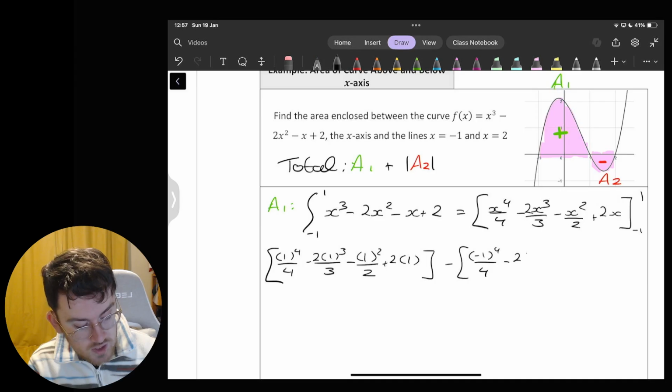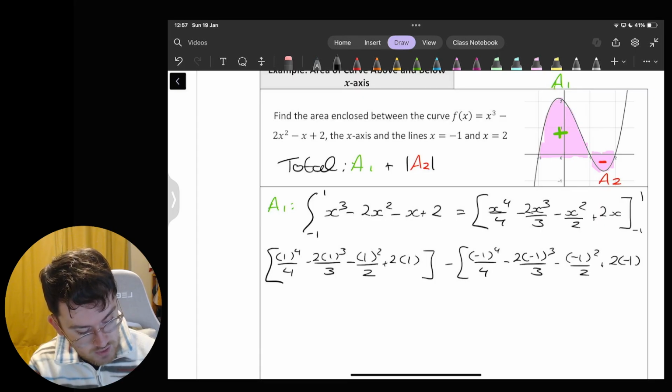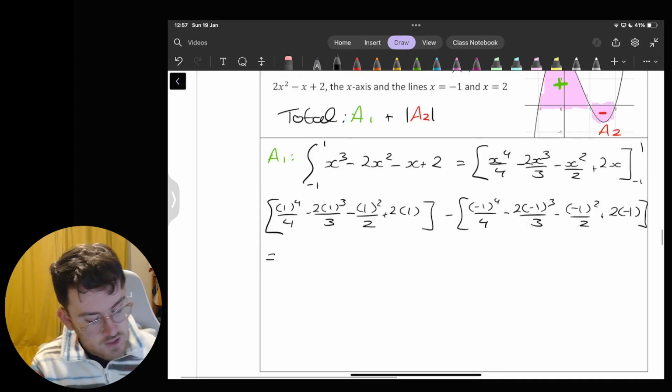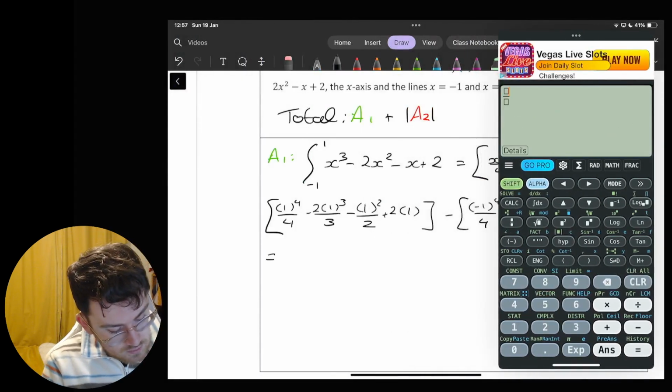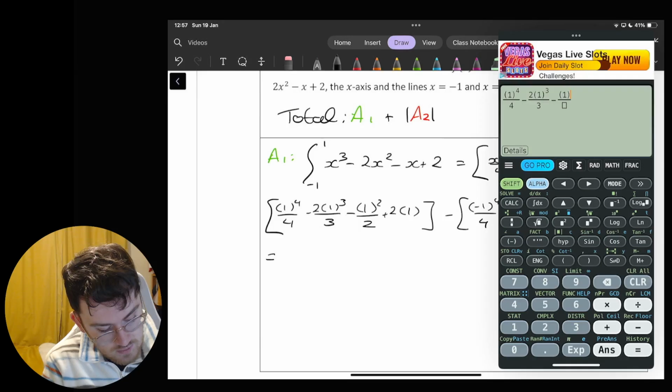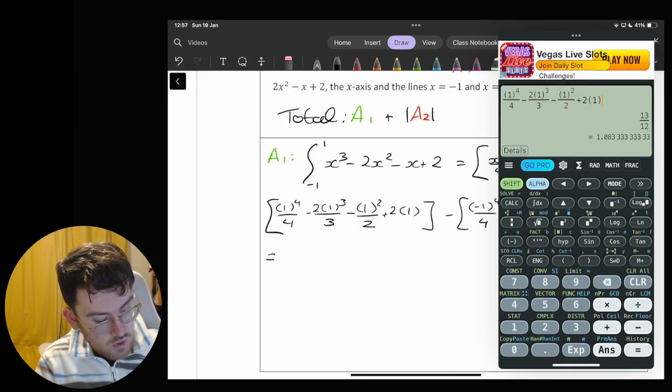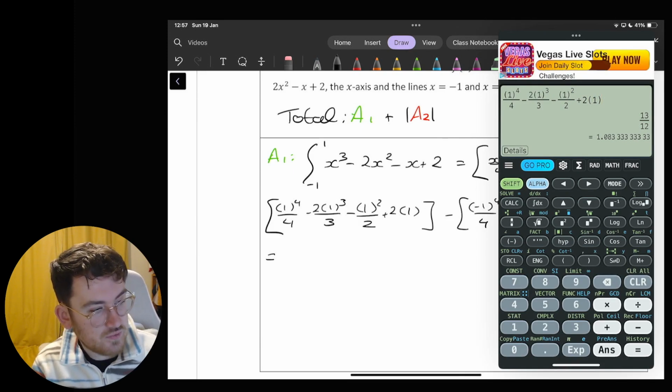And for that one, just be careful with your negative number when you're filling it into your calculator. Just ensure you are using brackets. Okay, incredibly important to be using brackets here. So let's fill these in. So 1 to the power of 4 over 4 minus 2 times 1 cubed over 3 minus 1 squared. And we can do half of this really without even filling it in because it's a lot of just 1. So I'm getting 13 over 12 here.